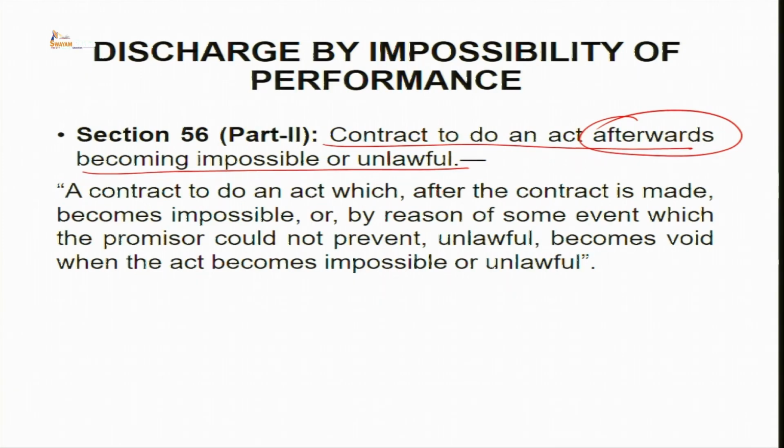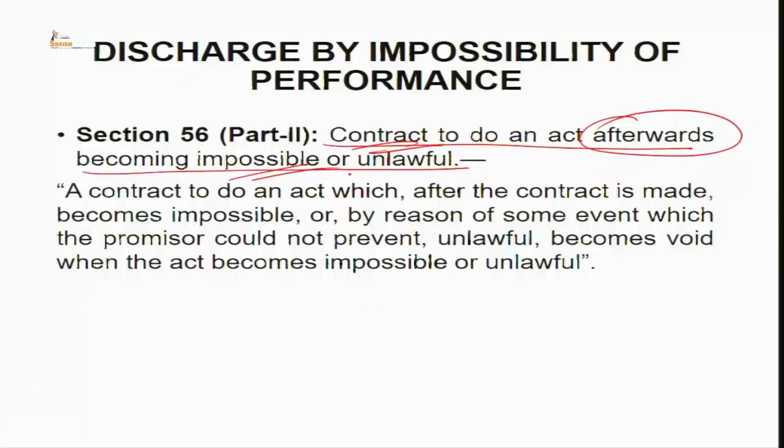So under section 56 part 2, it says contract to do an act afterwards becoming impossible or unlawful. That means, why contract? Because when you had entered into it, it was a valid contract, absolutely valid, performable contract, but now the situation is such that due to factual changes or due to change in law, the performance of that obligation under the contract has become impossible. You cannot perform that now, right?